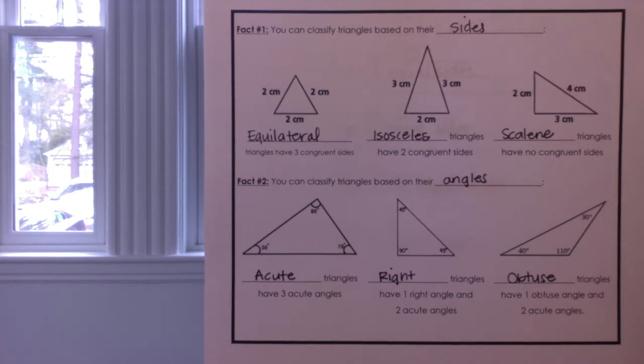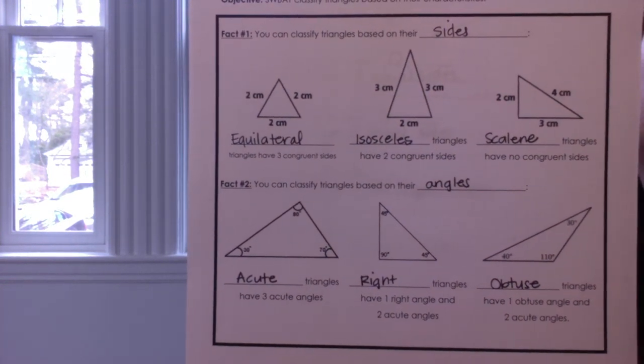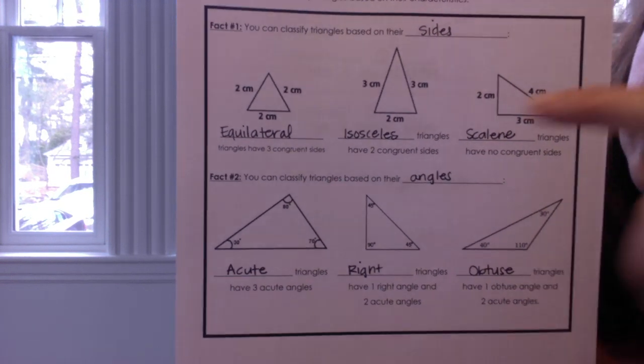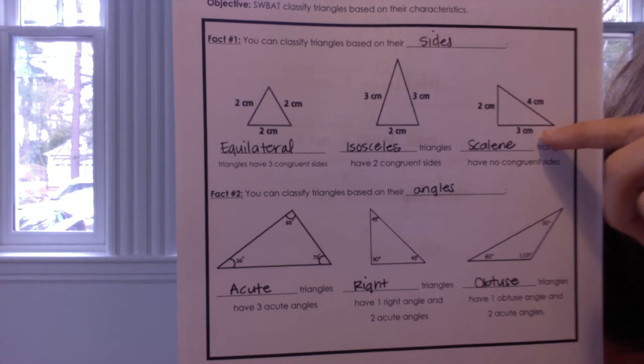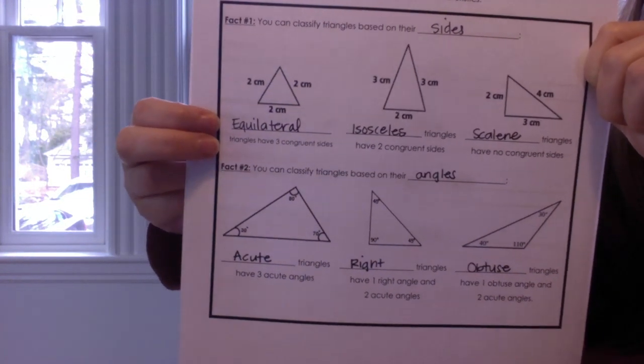Now, in an ideal world, you would obviously be able to just measure the sides with a ruler so that you could see if they're equal in length. In this case, they're labeled for you. These measurements are referring to the length of the sides. So you've got equilateral, isosceles, and scalene triangles.